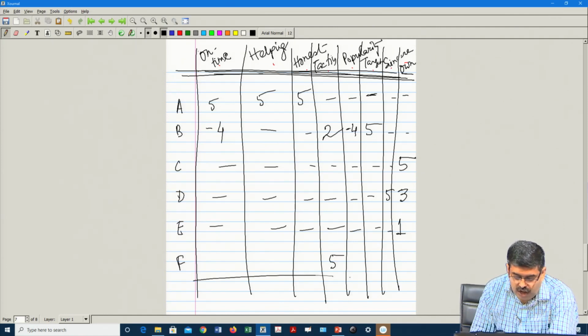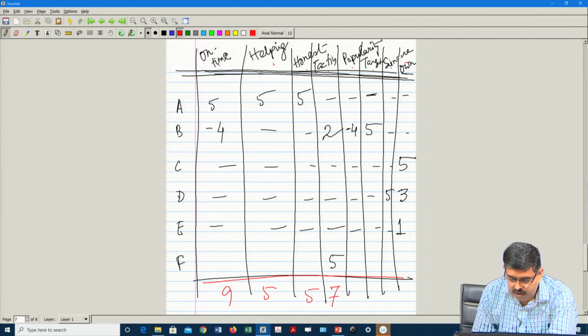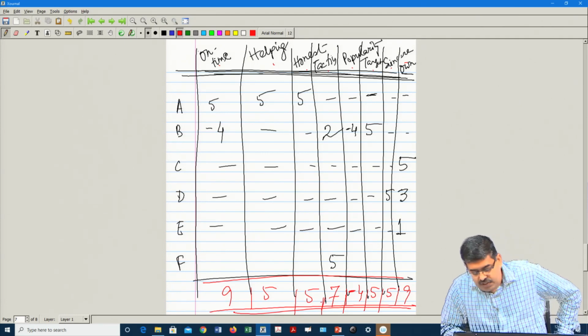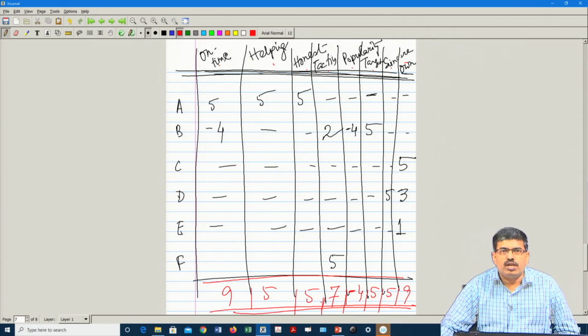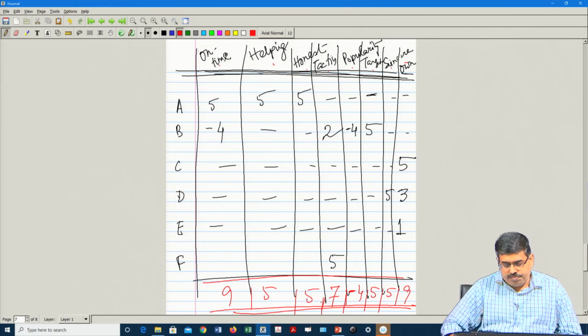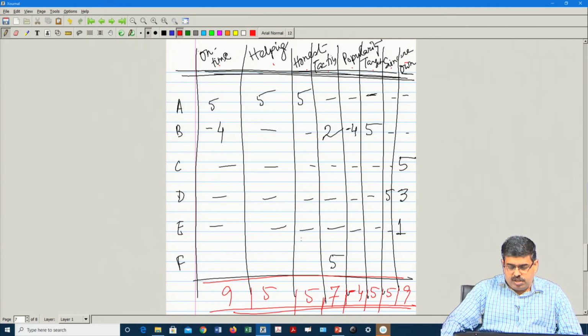So, now what we do is we need to add the scores. 9, 5, 5, 7, -4, 5, 5, 9. This is the score. We will keep this sheet and we will go back to our PPT.